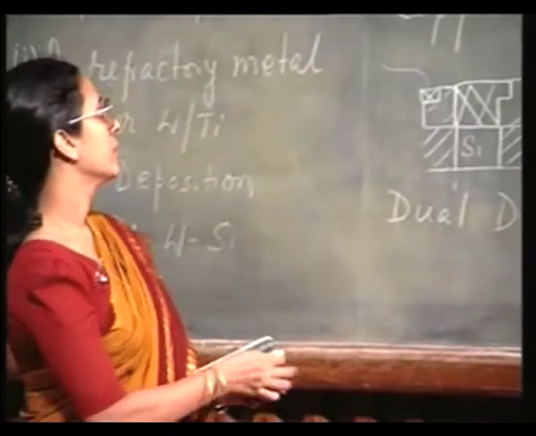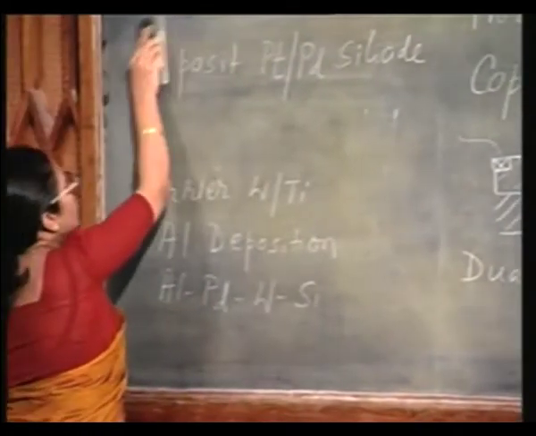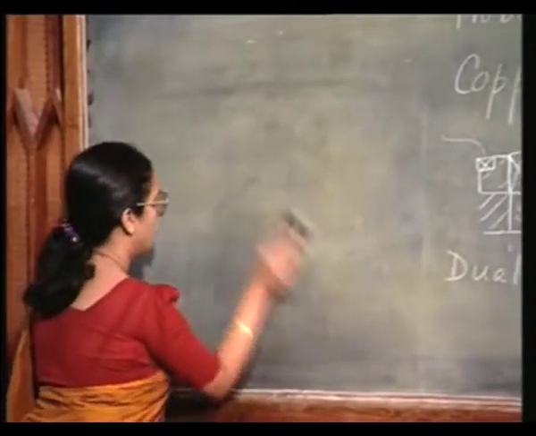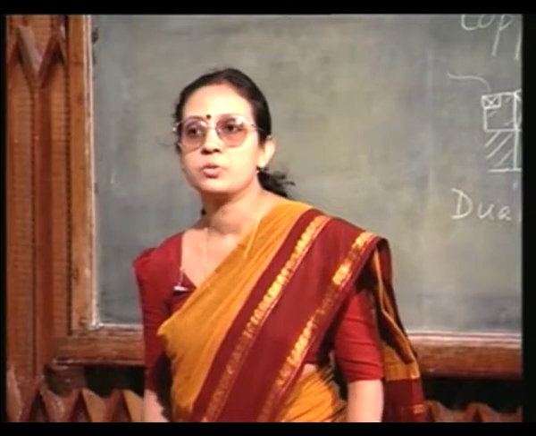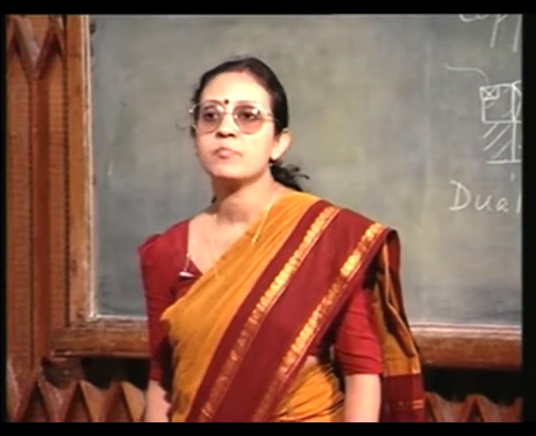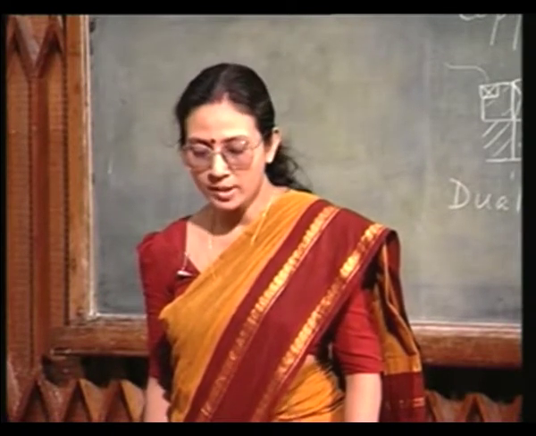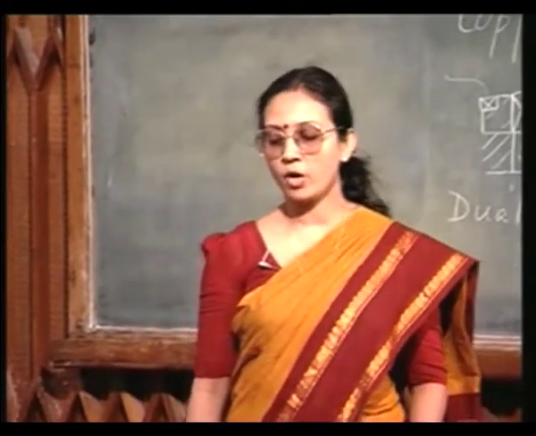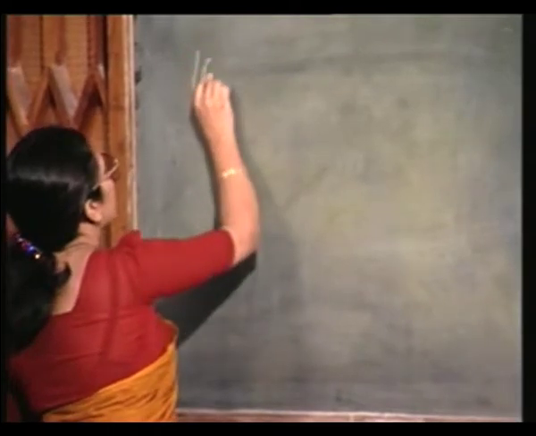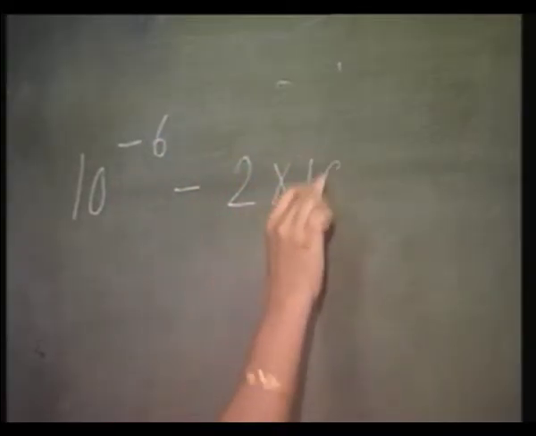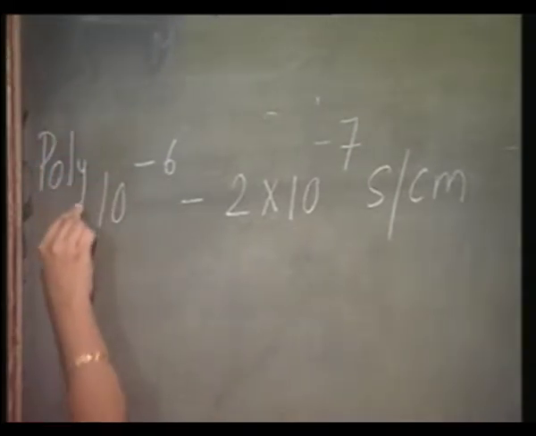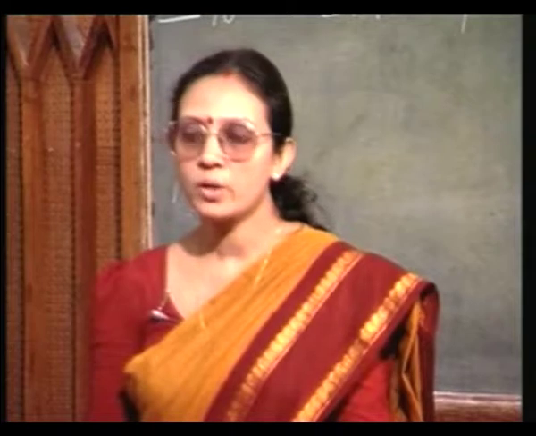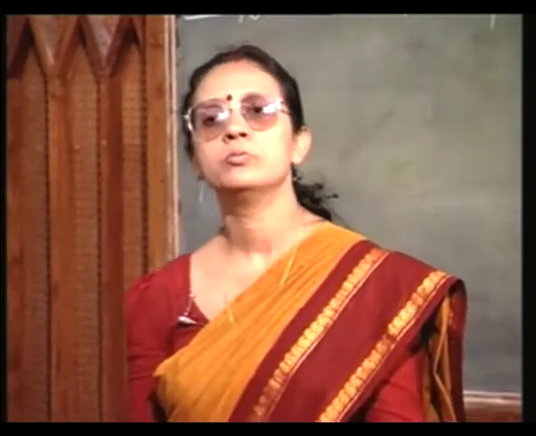We will compare the RC delays of polysilicon with aluminum and then we will see. The term that we use in order to express this delay is delay per unit length. So many seconds per centimeter. For polysilicon, this is somewhere in this range, 10⁻⁶ to 2 into 10⁻⁷ seconds per centimeter when we have a line width of say 0.4 to 5 micron.